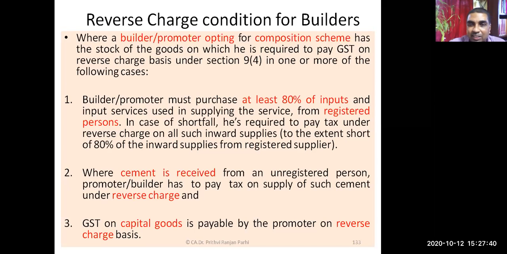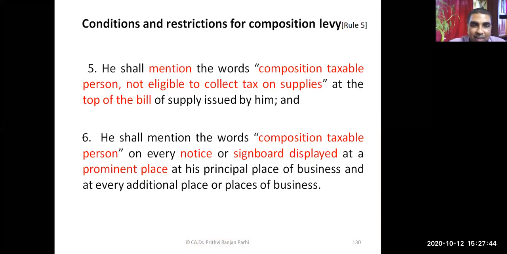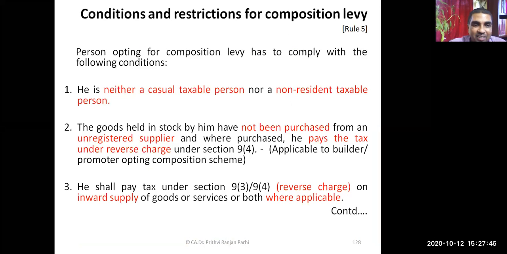So these are the conditions which are applicable to builders and promoters. And the same thing is highlighted in the rule that at the time of applying for the composition levy, if stock is there, then one has to ensure that stock has not been purchased from an unregistered supplier, or if it is purchased, tax has been paid under reverse charge basis.